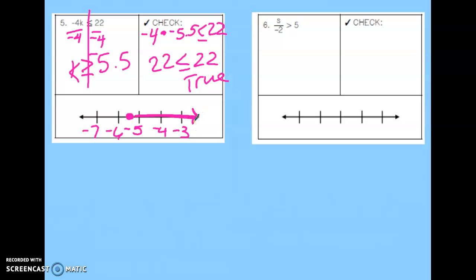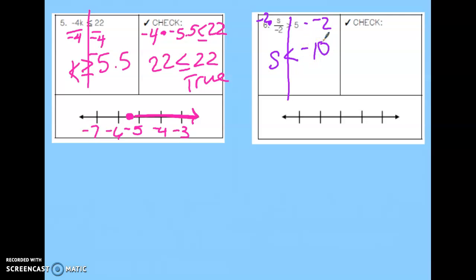Okay, here's our next example. I'm going to first multiply both sides by -2. Since it is a negative, I have to flip my sign.